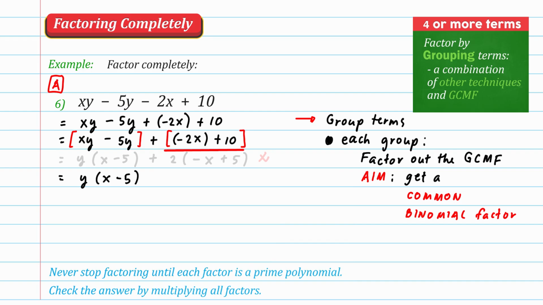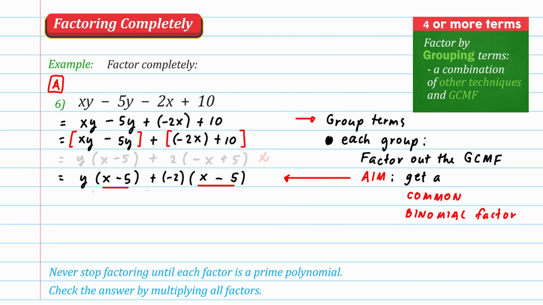But instead of factoring out positive 2, let's factor out negative 2 this time. When we divide negative 2x by negative 2, we get x. When we divide plus 10 by negative 2, we get negative 5. So, the second group factors to negative 2 times the quantity x minus 5. And we now have a matching, a common binomial factor, x minus 5.